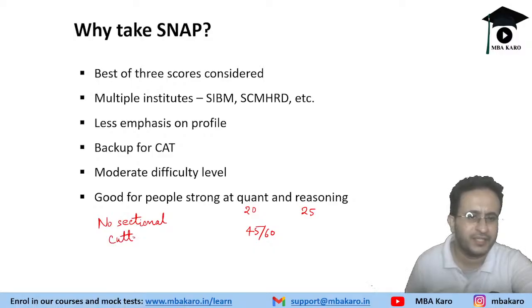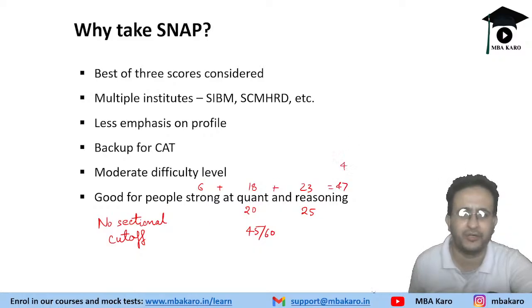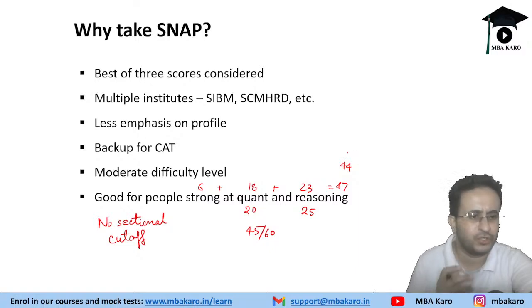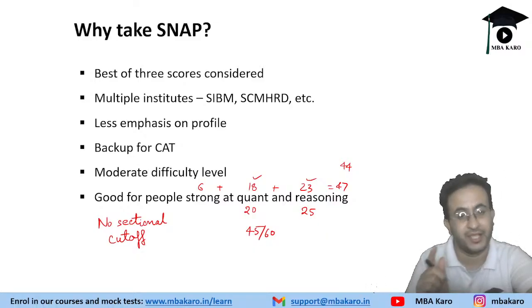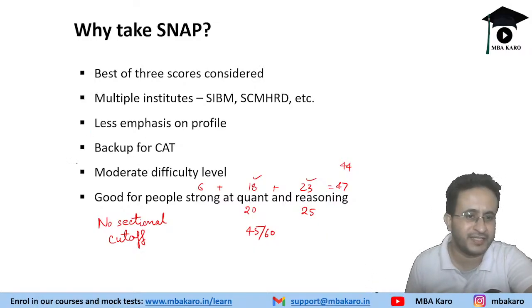अब इससे फायदा क्या होता है कि some people, let us say a person scoring 18 in quant, 23 in reasoning, and maybe let's say 6 in verbal, gets a score of let's say 47, right? And let's say the cutoff was 44 or 45. So if a person is weak at verbal, they can do decent in the other two sections and ace the examination, which is not the case in CAT. So in CAT, you have to clear all sectionals. Even in NMAT, you have to clear sectional cutoffs. But in SNAP, there is no sectional cutoff. So that is an advantage.